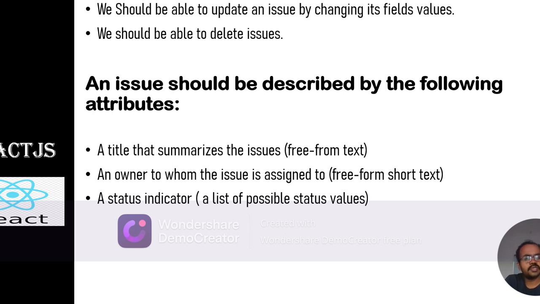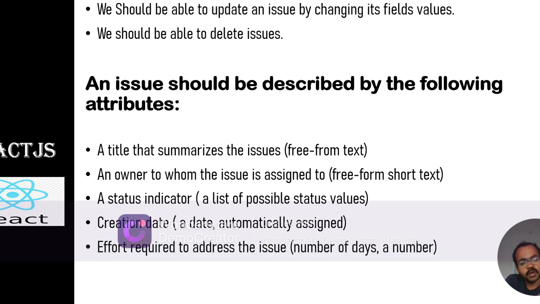Status indicator. What is the status? A list of possible status values. They have some possible values, like whether it is ongoing, or they have doubts and want to clarify those doubts. That is called a status indicator. Creation date means the date when the task is implemented is automatically assigned. The particular task will be assigned to someone at that date, automatically. Effort required: for completing those tasks, how much effort is required? How many days are required?